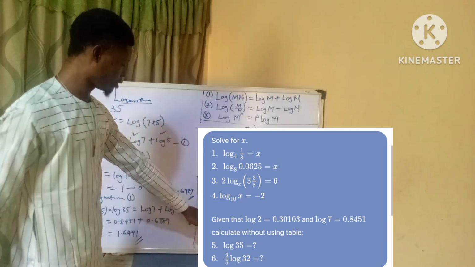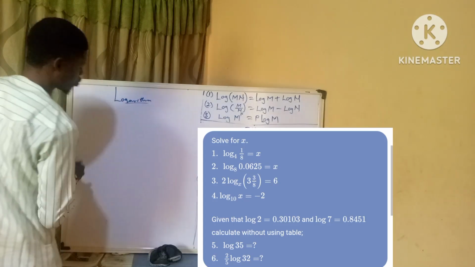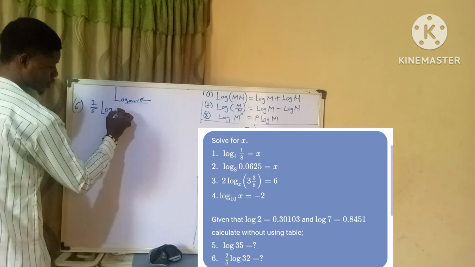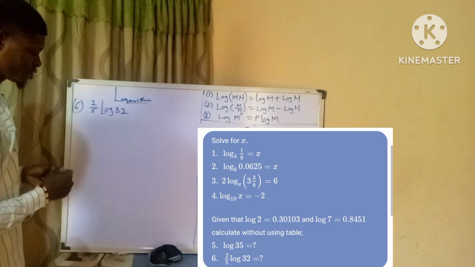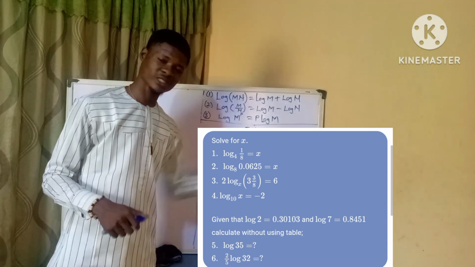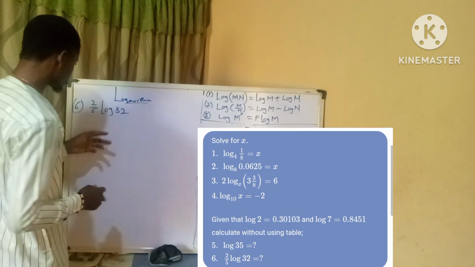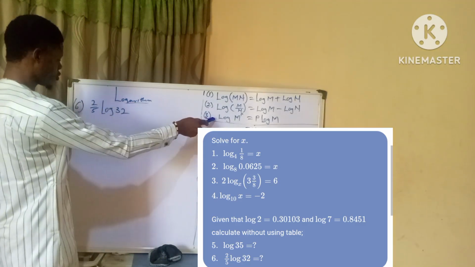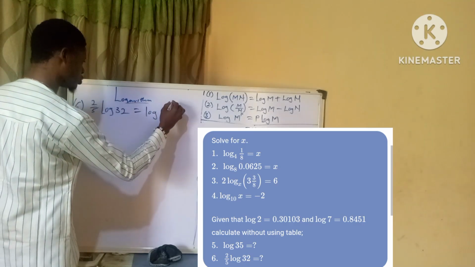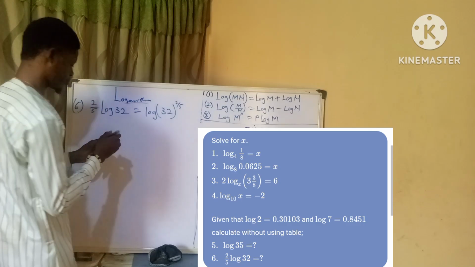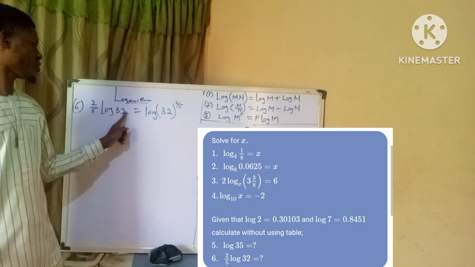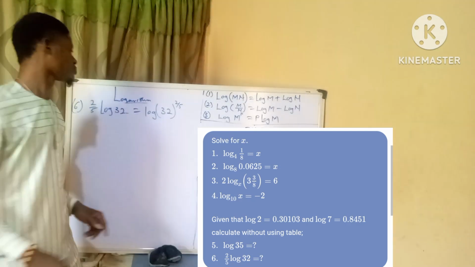So now the last but not the least. Question 6 says 2 over 5 log 32. We want to solve this without using table. So we are looking for a way to manipulate this to log 2 or log 7 or probably both. So now, from this third rule, obviously you know that this is the same thing as log 32 raised to power 2 over 5. The 2 over 5 outside is the power for this. Are you getting it now?